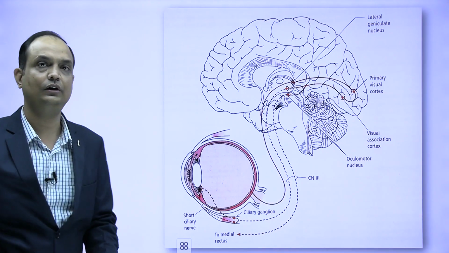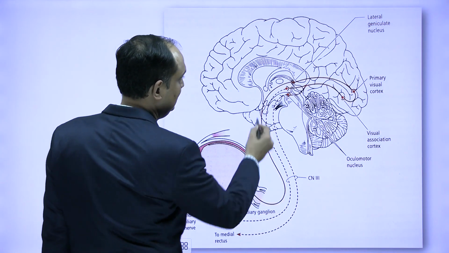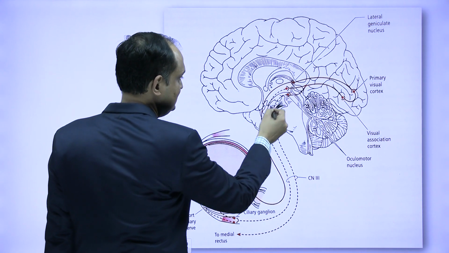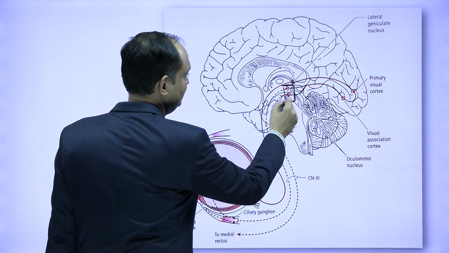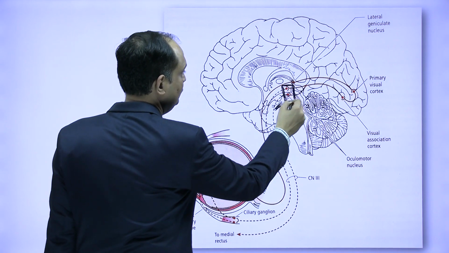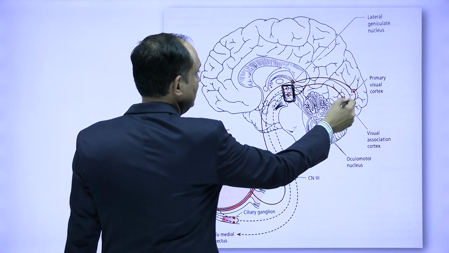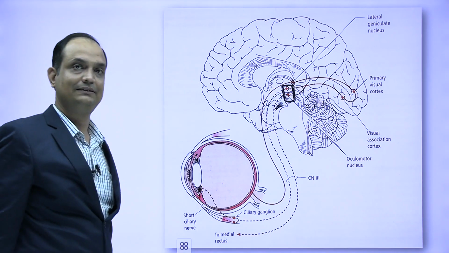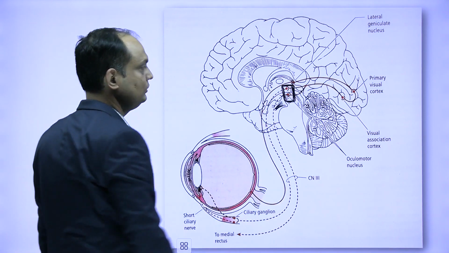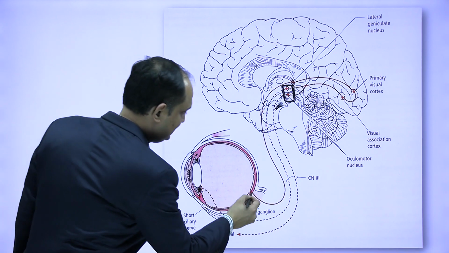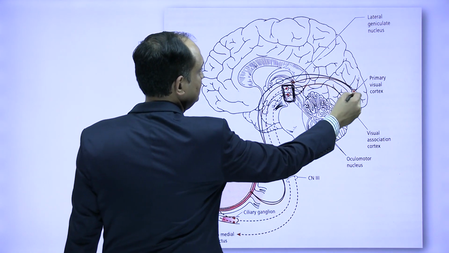Now, this is what you can appreciate in this diagram. Here, this dark red line is showing the afferent and this dotted line is showing the efferent. This is the midbrain area where you have the oculomotor nerve nuclei. Whatever fibers are approaching this nuclear complex are known as afferent, and the efferent arises from this oculomotor nerve nucleus. The afferents start from the retina, pass through the optic nerve, and reach the visual cortex.